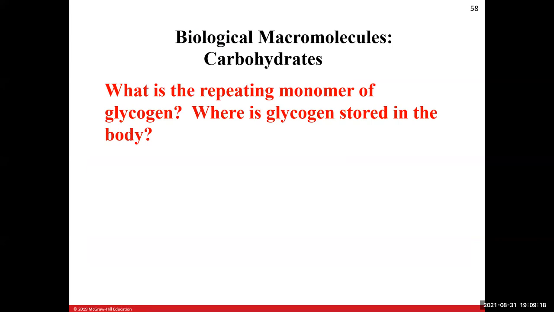So what is the repeating monomer of glycogen? How do we build our long string for the glycogen molecule? What is that repeating molecule called? Anybody? I'm waiting for more people to respond. While you're thinking about that, when we do make our glycogen, where do we store it in the body? I told you there were two places. You're definitely going to see that again, either on your first test or on the final.